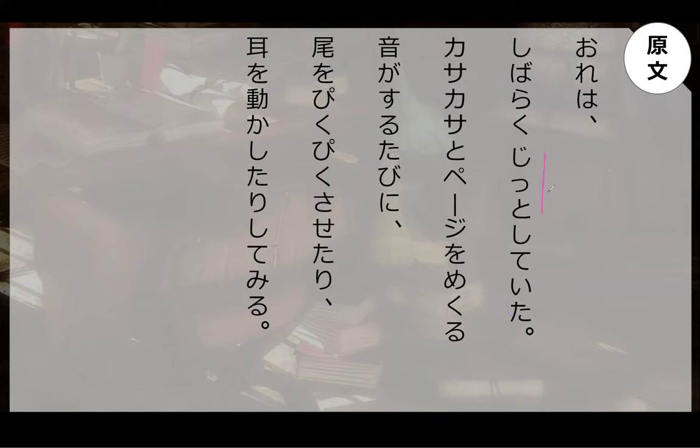You know what jitto means? Meaning fixedly, right? Like just be still. He was still the whole time. He was fixated. Basically, for a time he was pausing, freezing for a bit, right.